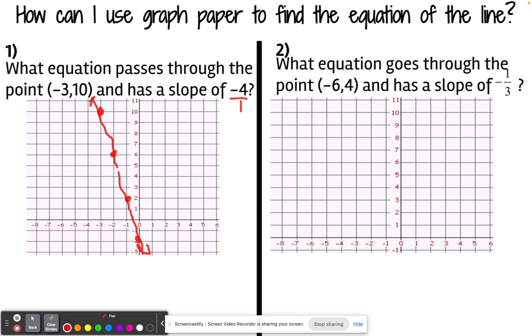But you can see now that I know my y-intercept. It is right here at -2. So now that I know my y-intercept and I know my slope, I can write my equation of my line as y equals my slope, -4, x, and then my y-intercept, -2.